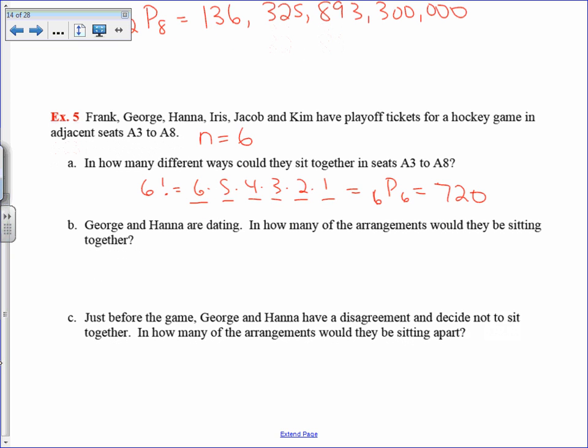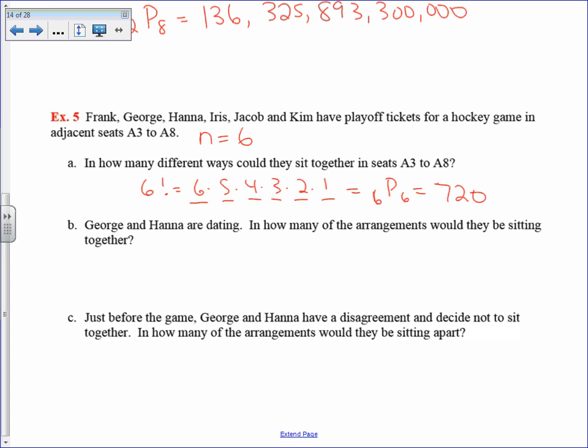Okay, so George and Hannah are dating. So 720 ways. George and Hannah are dating, and how many of the arrangements would they be sitting together? Okay, so we have 6 spots, right? This one's a little bit more challenging.